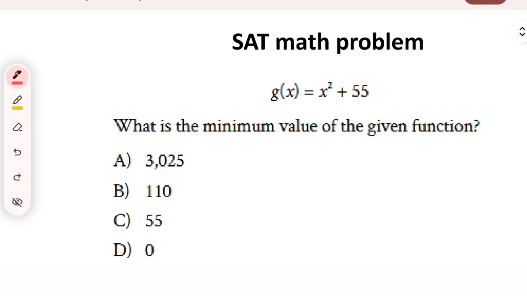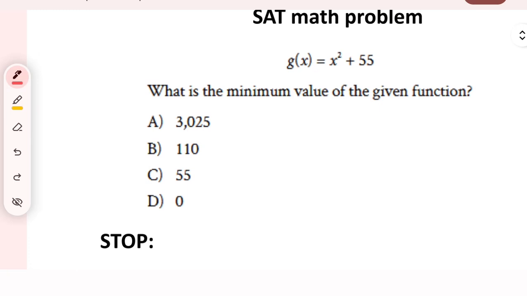If you want to solve this yourself, just pause the video and solve for the answer. Is it A, B, C, or D? Then come back later if you want to check the answer. I will solve this problem and explain the best approach to attack this SAT math problem. This is quite easy, so relax.